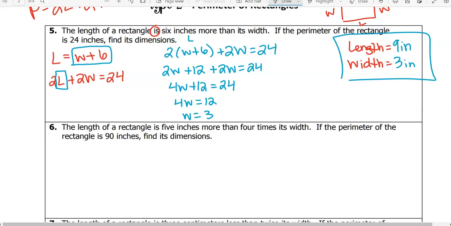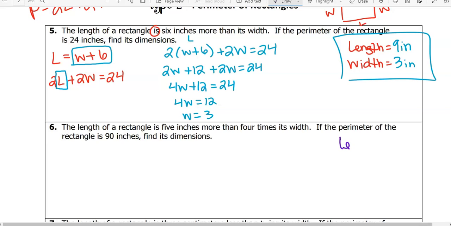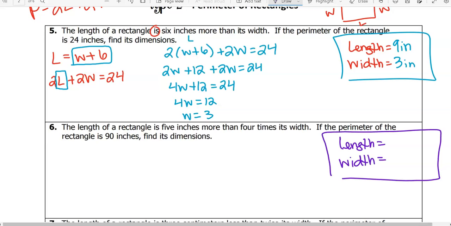Number 6: the length of a rectangle is 5 inches more than 4 times its width. If the perimeter of the rectangle is 90 inches, find its dimensions. All right, so it's asking us to find length and width again. The length is, so we know L is going to equal something. What's it going to equal?